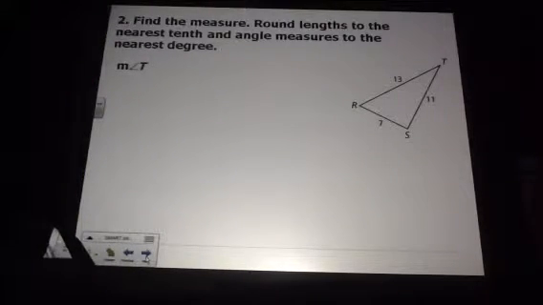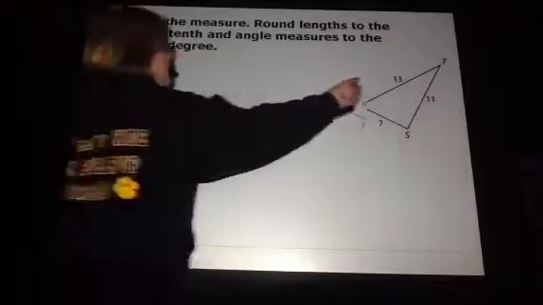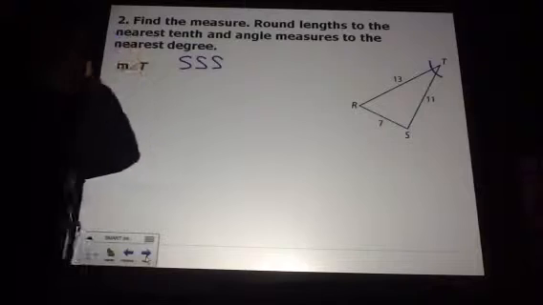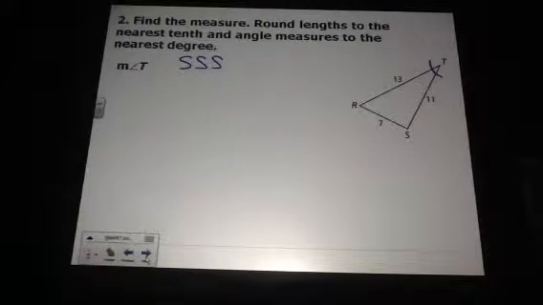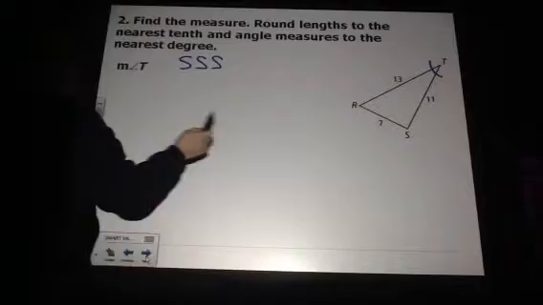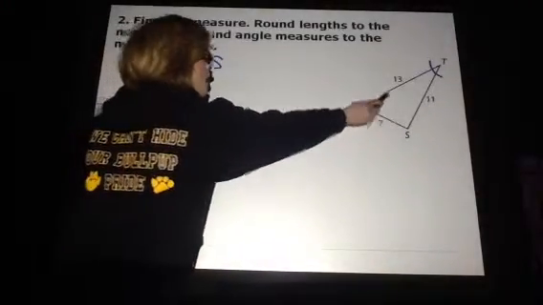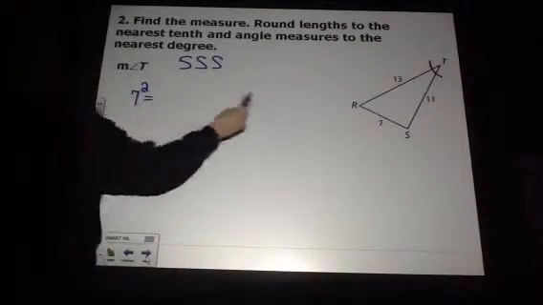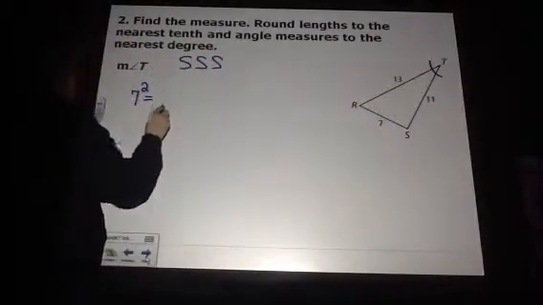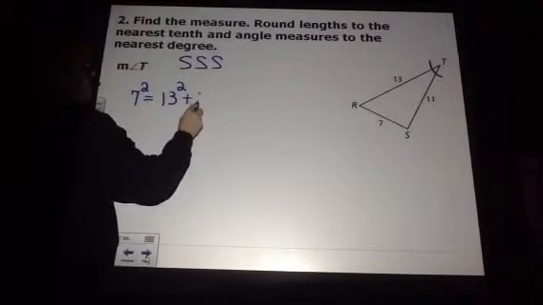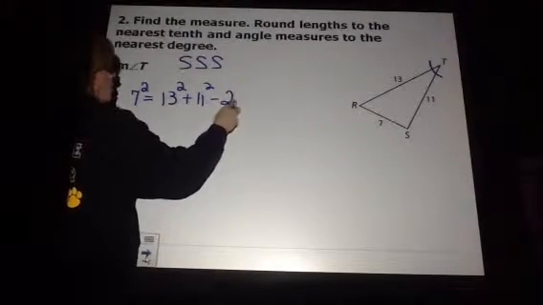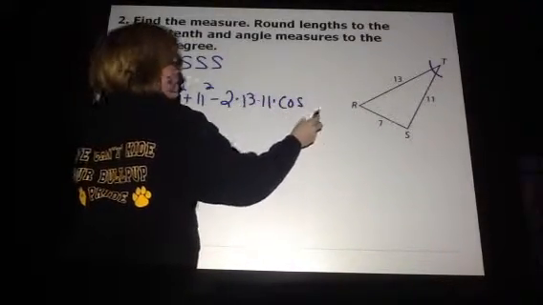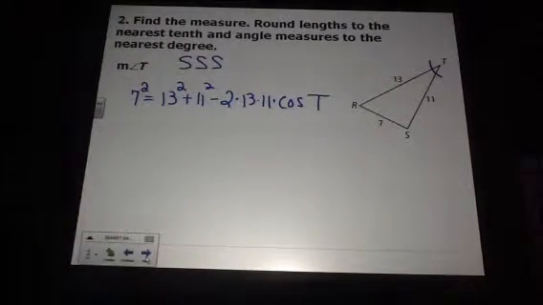All right, find the measure of angle T. Okay, so we've got three side lengths. We need to think side, side, side, so we're going to use the law of cosines. You take the segment that is opposite the angle we're looking for. So that's 7 squared equals the other two segments squared, minus 2 times the other two segments times the cosine of angle T.